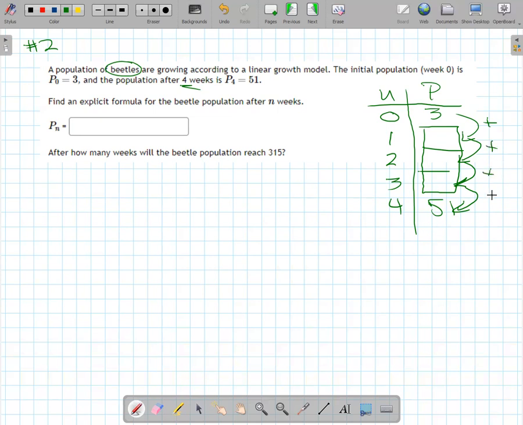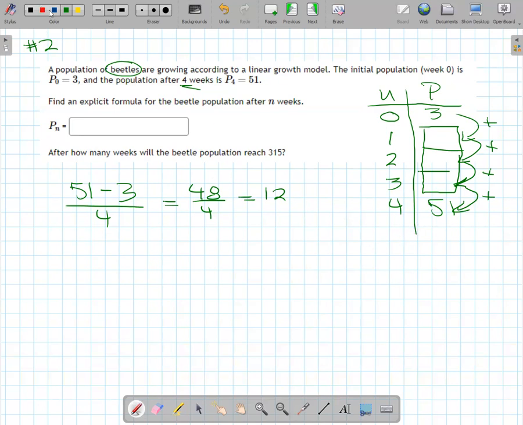1, 2, 3, 4. So to figure out that repeated addition part, I'm going to have to back up and calculate it. I'm going to take my 51, take the 3 off because I can get from 3 to 51, and that happened 4 times. So 51 minus 3 is 48. Double check my calculator, divide that by 4. 4 goes into 4 once, 4 goes into 8 twice. It looks like the repeated addition is 12.